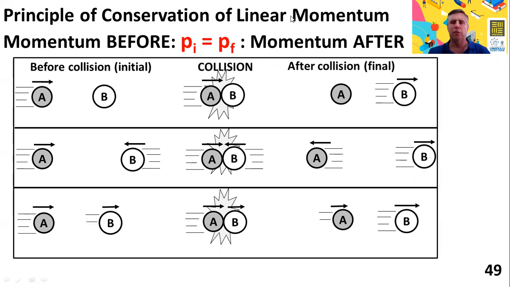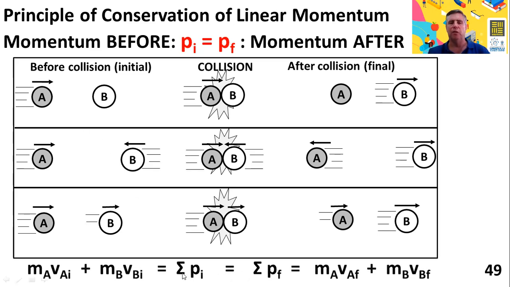Linear simply means straight line, and you can be glad that at school and in matric, you'll only deal with linear or straight line collisions. They get much more complicated when they're 2-dimensional or even 3-dimensional. So we use PI for the initial momentum or the momentum before, and PF for the final momentum or the momentum after.